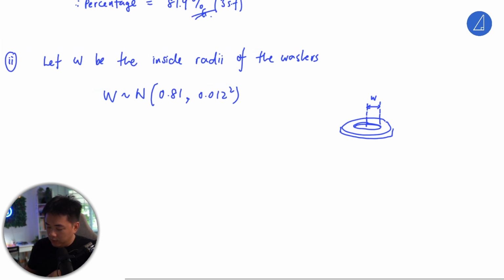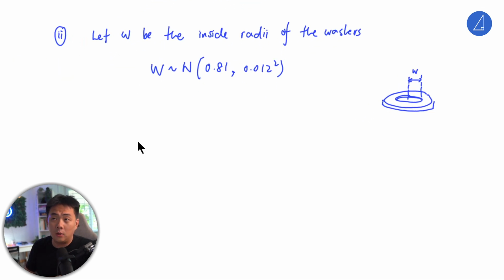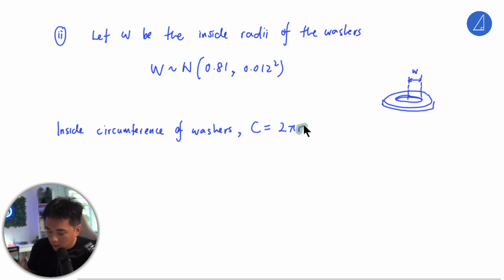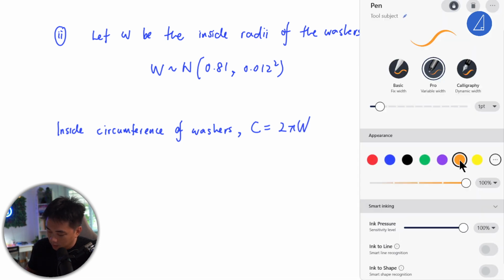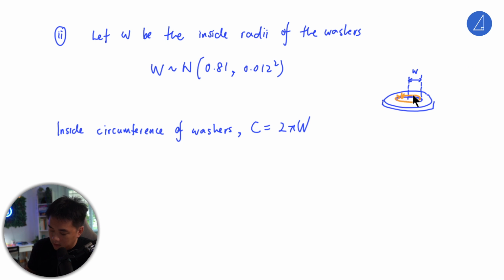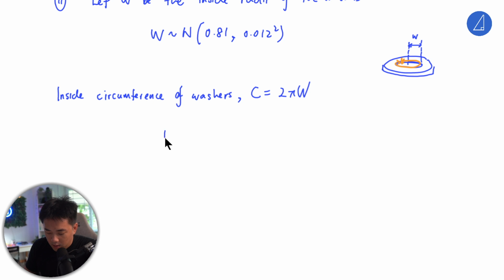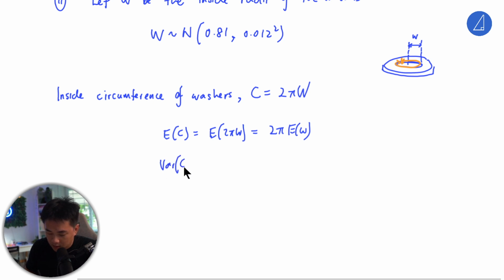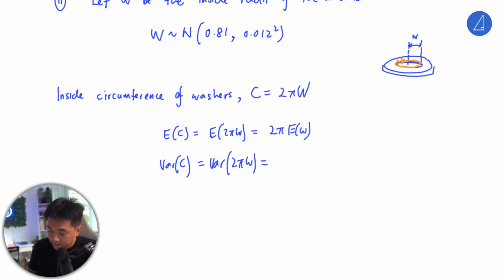This is W. So we know that the circumference of the washer would just be 2πW, it's just 2πr. So essentially what we want is the circumference, just this length here. This distribution is not too bad. We know E(C) will just be E(2πW), which is 2πE(W). Then we have Var(C), which is Var(2πW). We remember to square the constant in front, so this will be (2π)² Var(W).